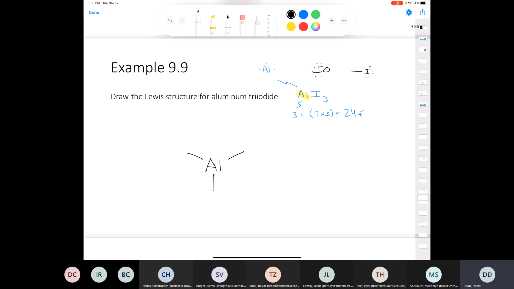Now, in this bond here, where did the other electron come from? It's going to come from the aluminum. So I can place my iodides around like this, and I can fill up their octets because they have to have an octet. They're not one of the exceptions I looked at. And this is my Lewis structure for aluminum triiodide. Give me a thumbs up if you follow me on this one, at least the rationale.